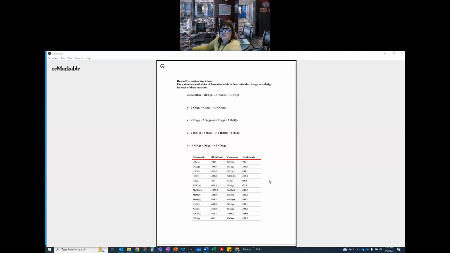All right, guys. So this is some of the in-class practice. This is what I make my physical students do when we're in class and we've stopped talking about this particular part of the lecture. So here's what we might be looking at. Use a standard enthalpies of formation table to determine the change in enthalpy for these reactions.